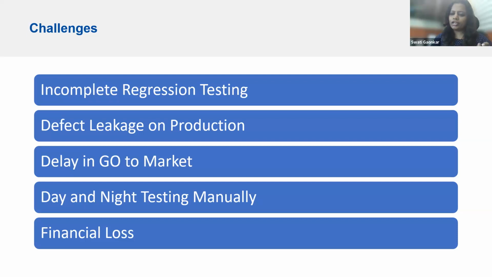Because of that challenge, there is defect leakage into production. They have a lot of defects leaking into production, and because of that, defect masking is also there. One defect hides a second defect, which is called defect masking, and it occurs because manual testing and full regression are not possible. It leads to delay in go-to-market, financial losses, and testers working day and night. These are the challenges this payment industry is facing.